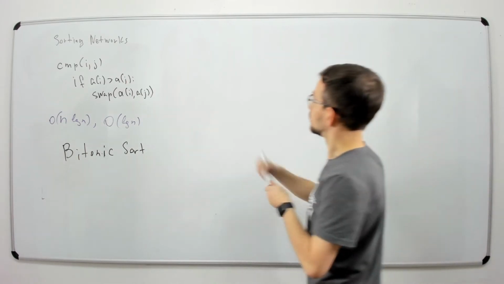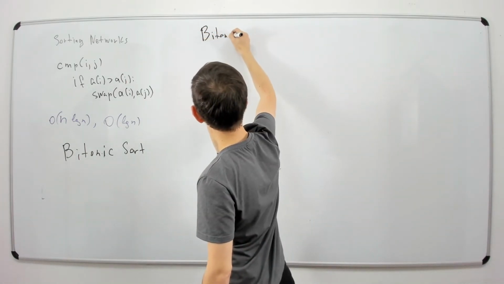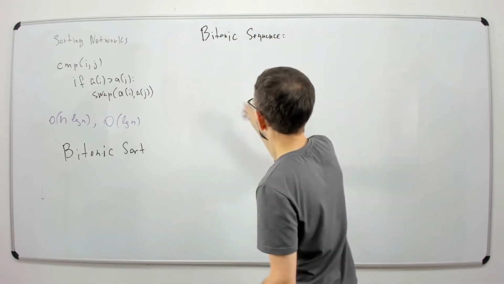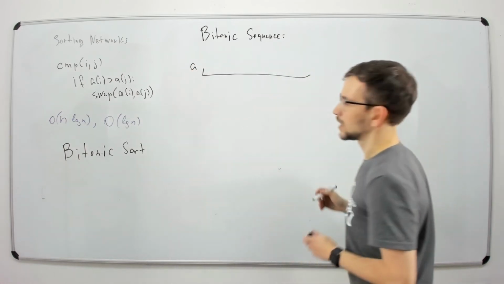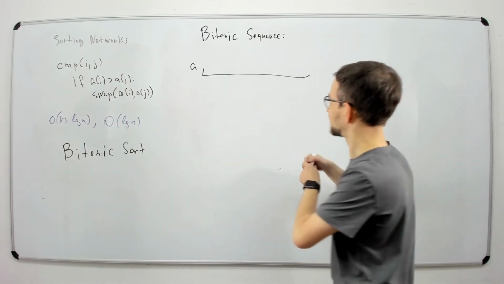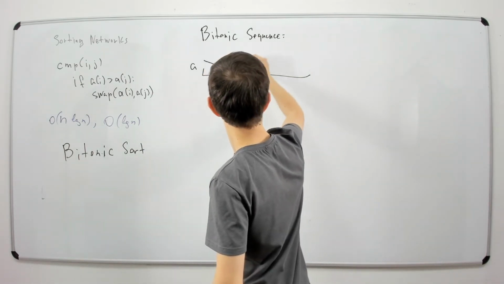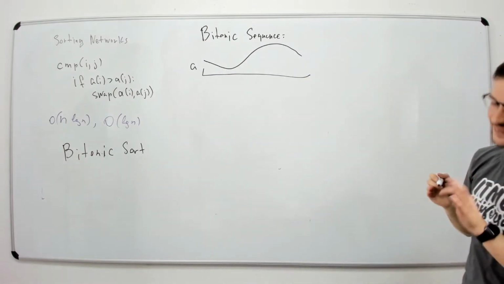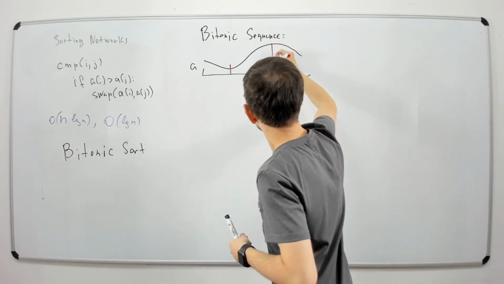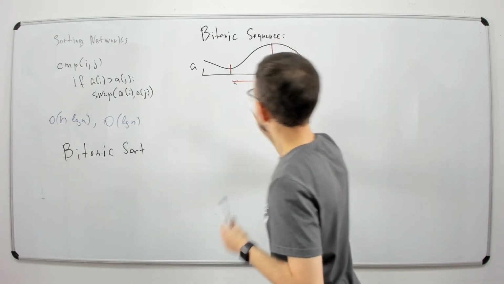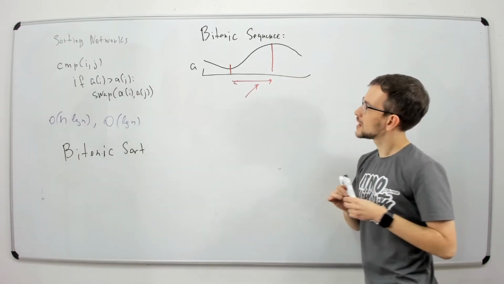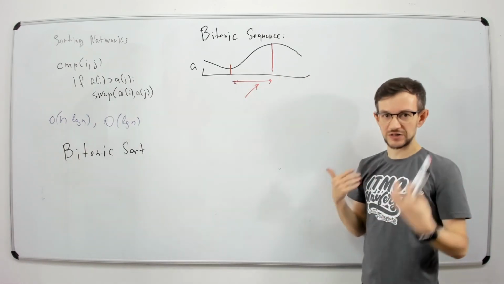So, what is the Bitonic sequence? Let's have array A, and it is Bitonic if it looks something like that. So it must be something like that. There is some interval when the array is increasing, and some intervals when the array is decreasing.